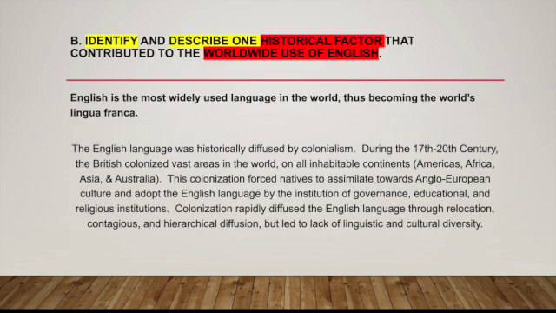Okay, so a sample answer would be: the English language was historically diffused by colonialism. So we can check off our identify part. Now this is our description. During the 17th to the 20th century, the British colonized vast areas of the world on all inhabitable continents: the Americas, Africa, Asia, and Australia. This colonization forced natives to assimilate toward Anglo-European culture and adopt the English language through the institution of governance, educational, and religious institutions. Colonization rapidly diffused the English language through relocation, contagious, and hierarchical diffusion, but led to a lack of linguistic and cultural diversity.